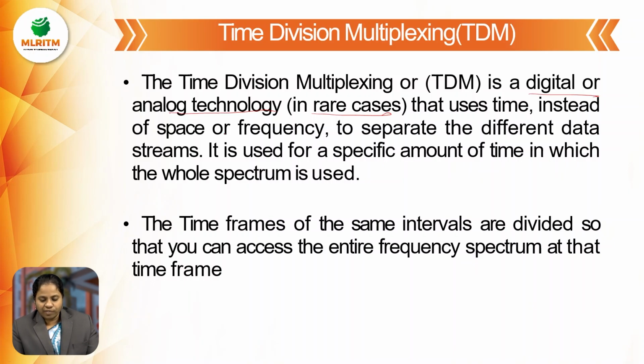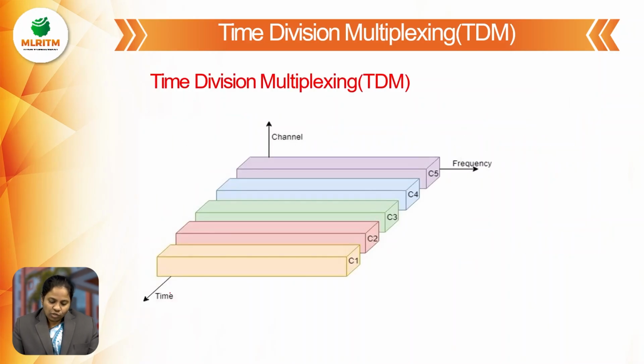Coming to this one, instead of space or frequency, we use time to separate. To separate the different data streams, it uses a specific amount of time in which the whole spectrum is used. The time frames of the same intervals are divided so that you can access the entire frequency spectrum at that time frame. Now let us see here, based on the time frame, the frequency channels are divided. This is based solely on time.